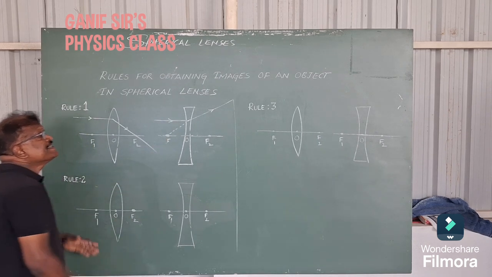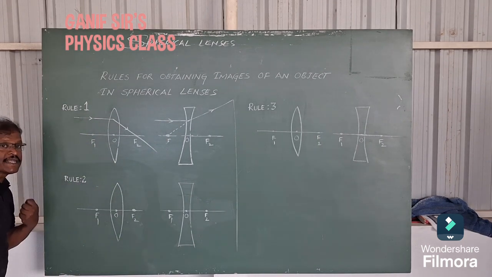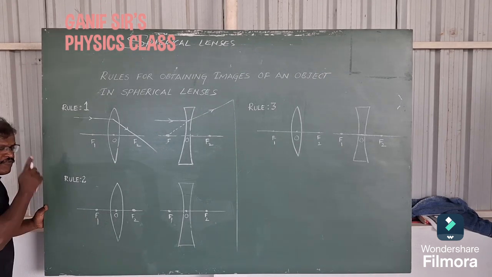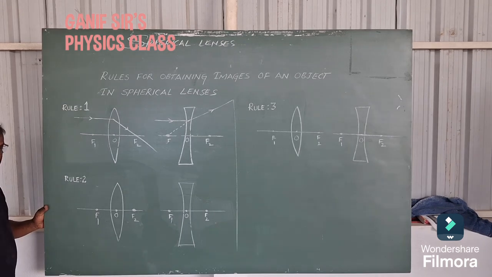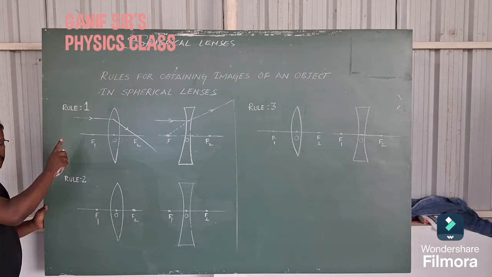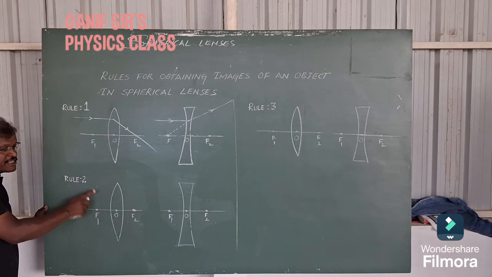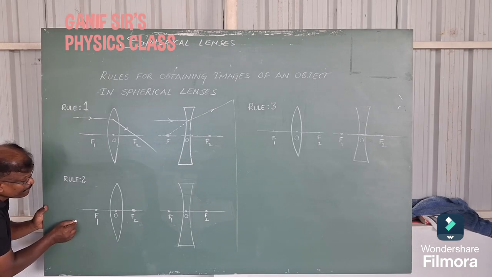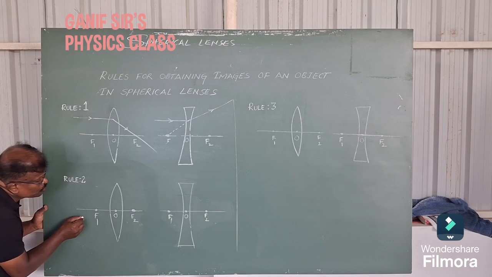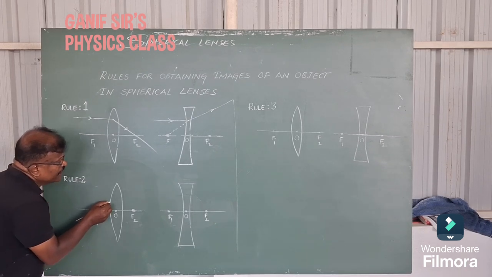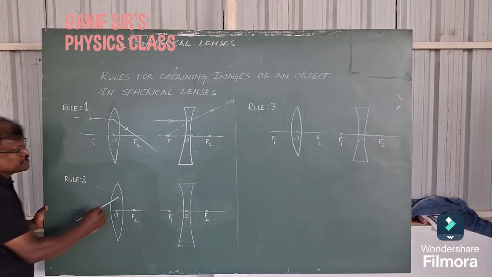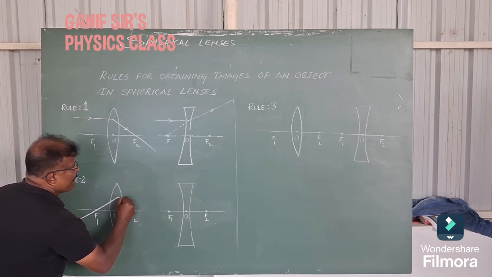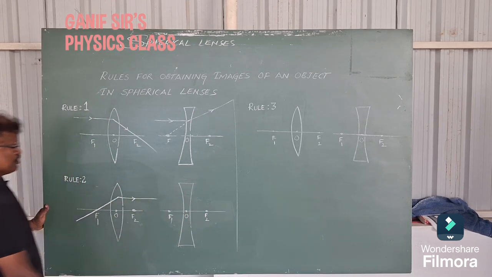Okay, now let's go through the second rule. The second rule states that if I pass a ray through F in case of convex lens, let's see what happens. See, I am passing a ray through F only, and after refraction what happens? It becomes parallel to the principal axis. It moves parallel to the principal axis.